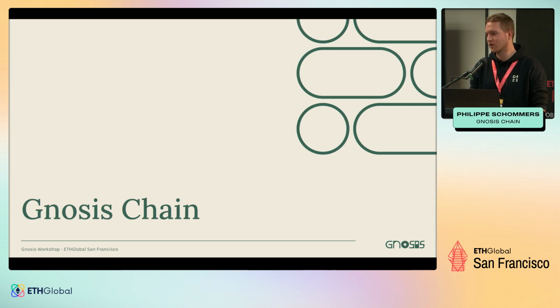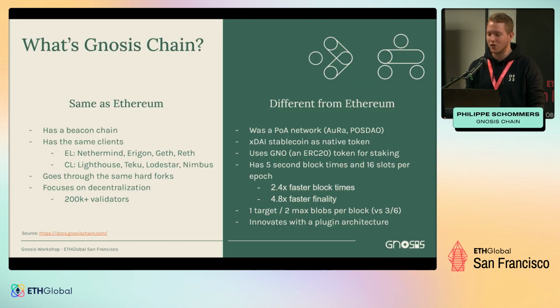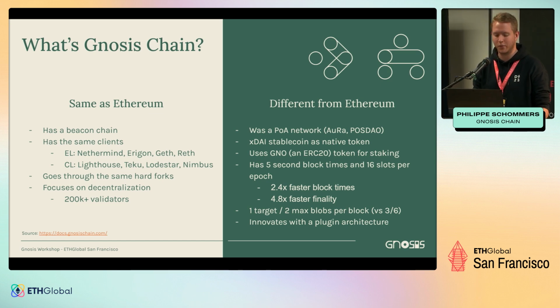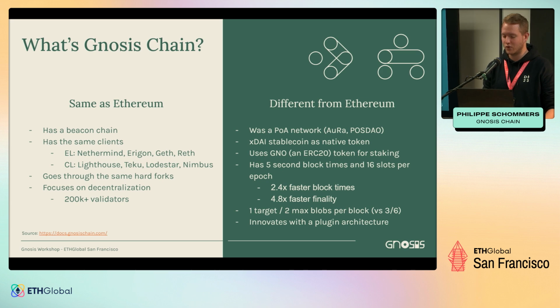All right, so I'm just going to be talking about Gnosis Chain a bit, just to explain, because some people still don't know what it is. So basically, Gnosis Chain is quite similar to Ethereum. So we have a beacon chain and an execution layer as well. We use the same clients, mostly Nethermind and Erigon, but Geth and Reth are also coming. On the consensus layer side, you also use Lighthouse, Teku, Lodestar, and Nimbus, so basically the same clients.